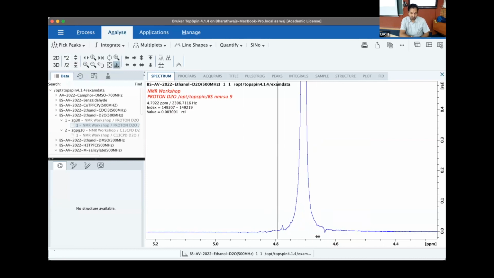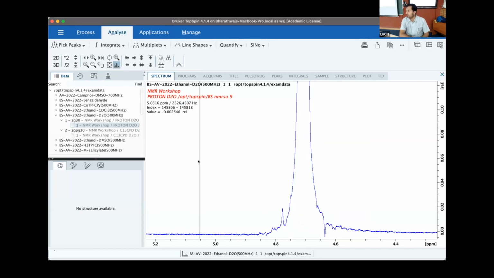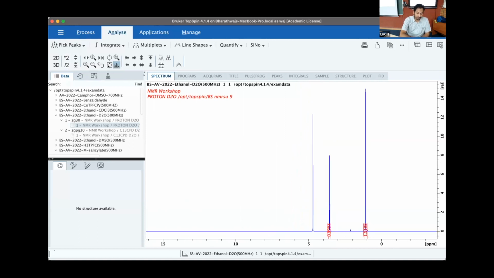Okay, you might ask what these are. I'll come to it later. They are not satellites, which I'll explain later. But overall, you do not see a satellite peak for the H2O, the hydroxyl proton. Okay, did that make sense?